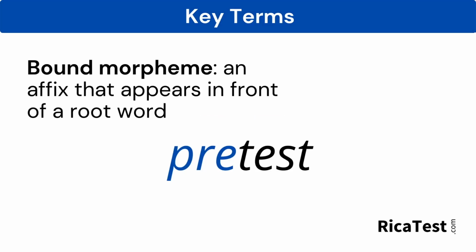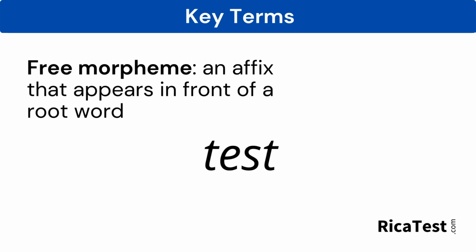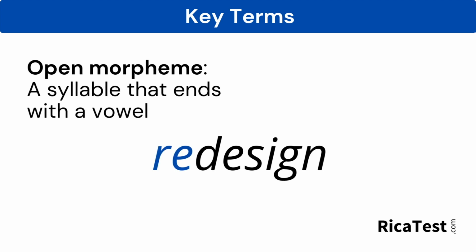The next key term we have is bound morpheme, which is an affix that only exists when it's attached to a word, such as pre in pretest. On the other hand, a free morpheme is one that is a word by itself, such as the word test.